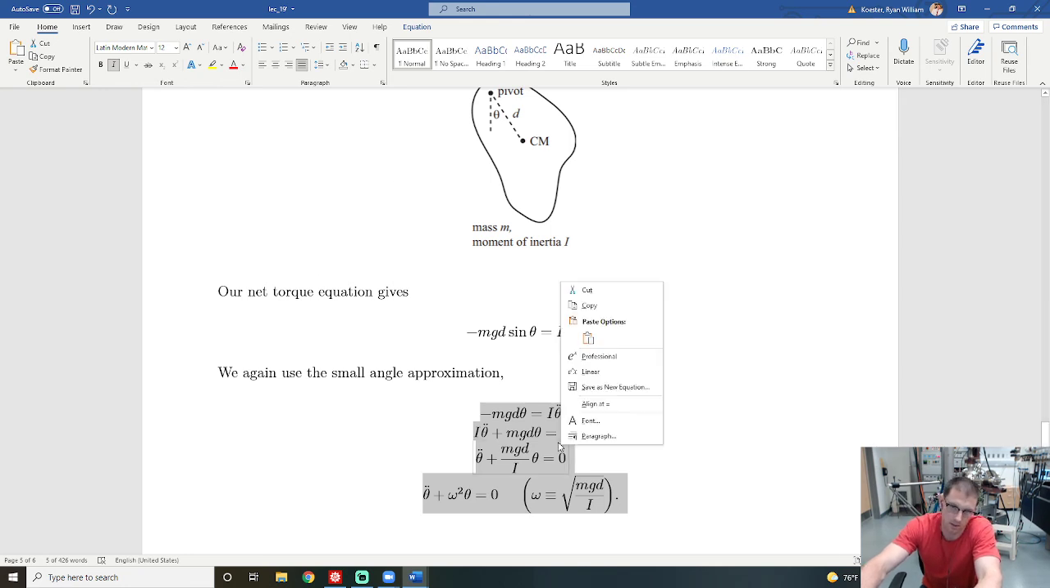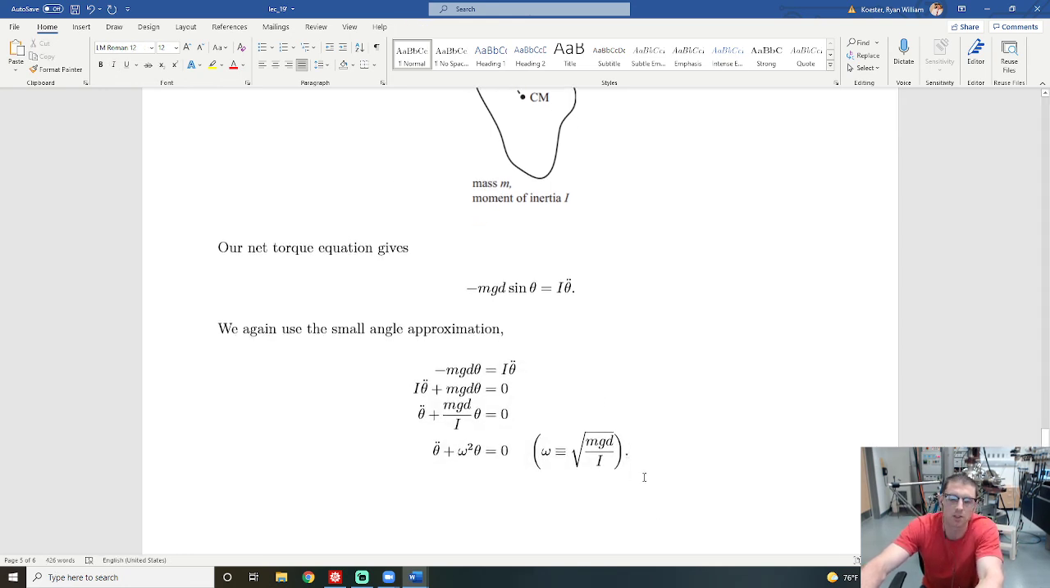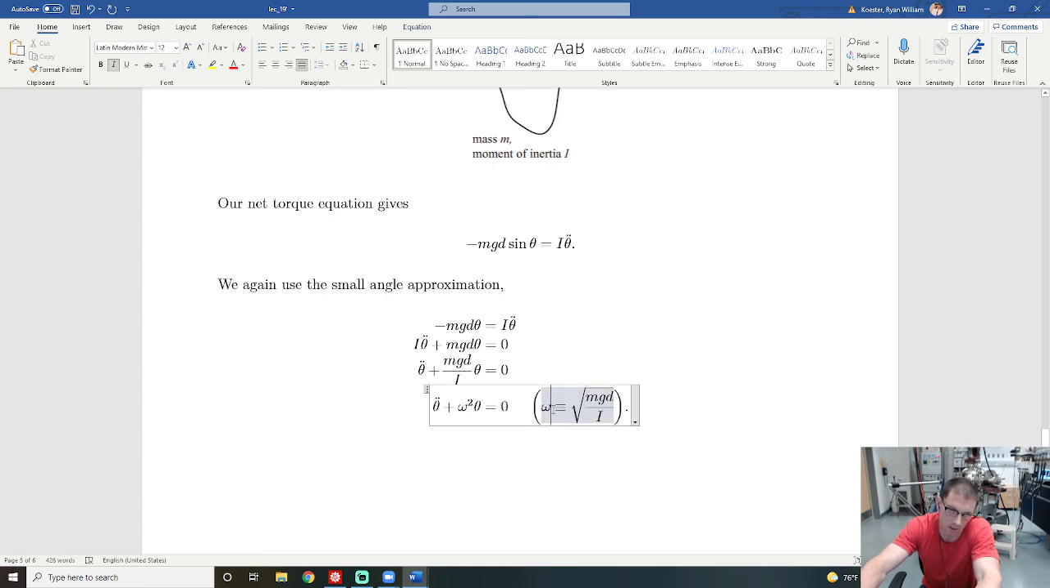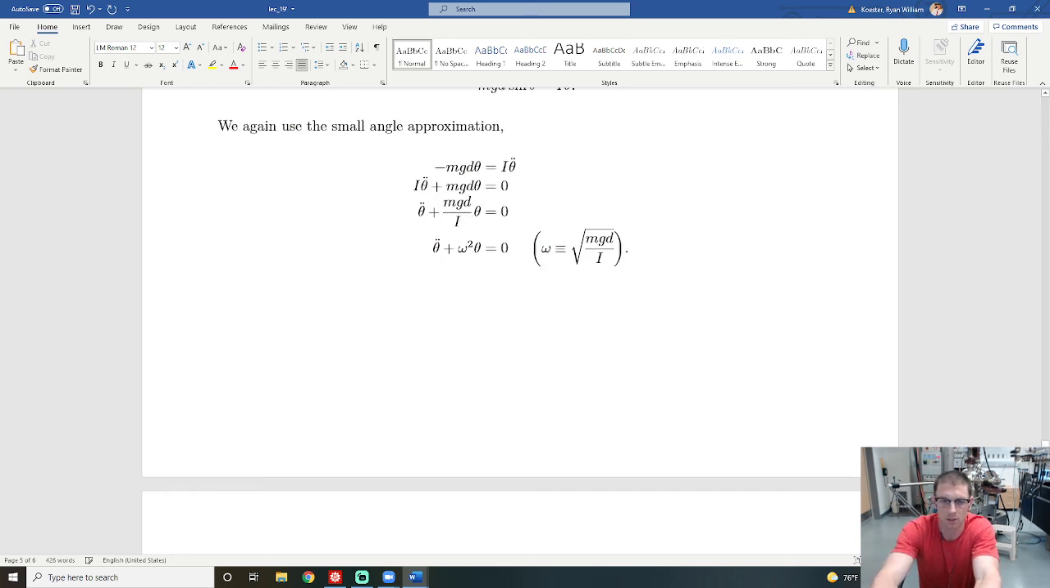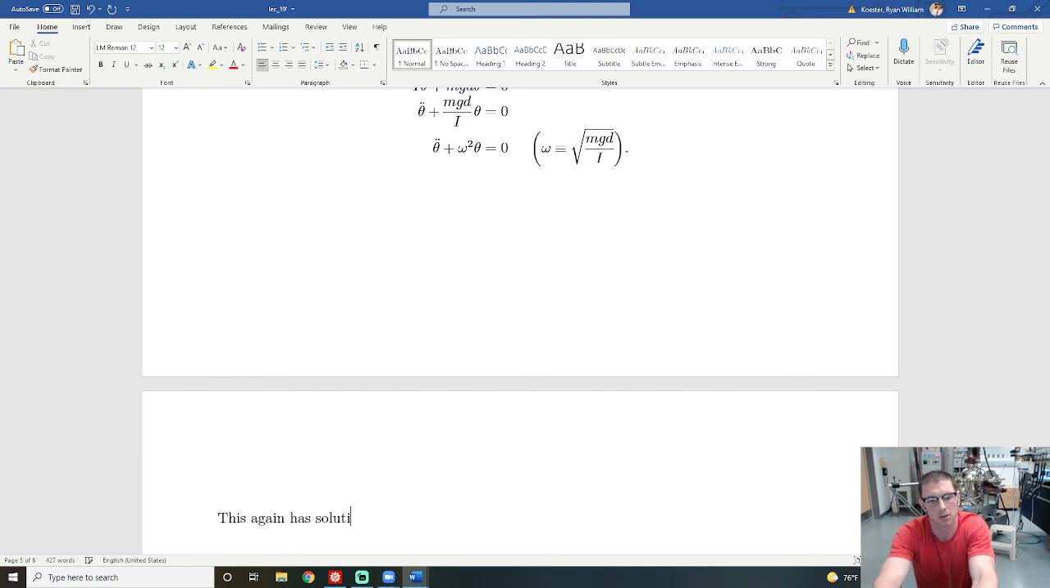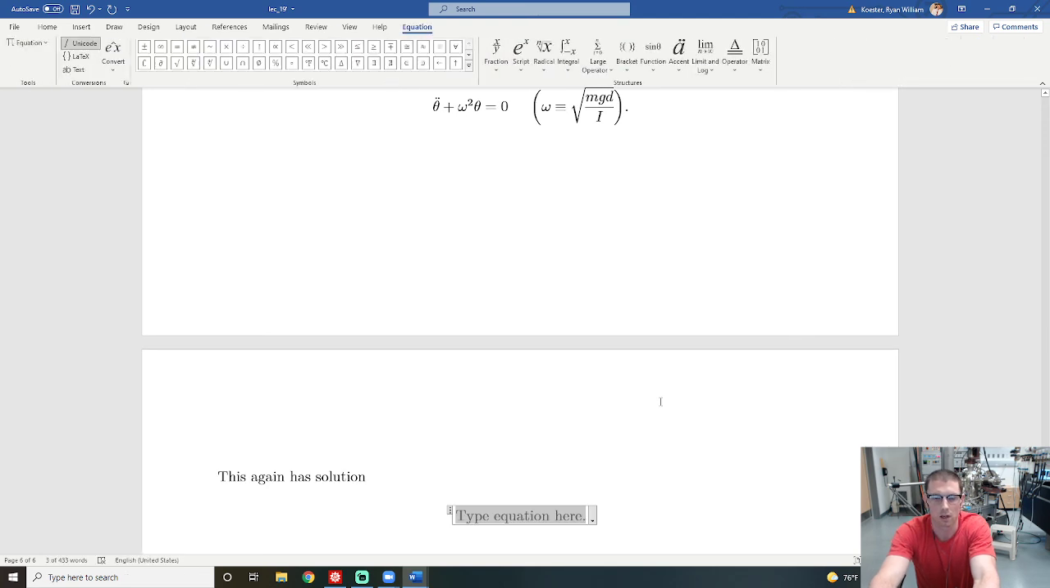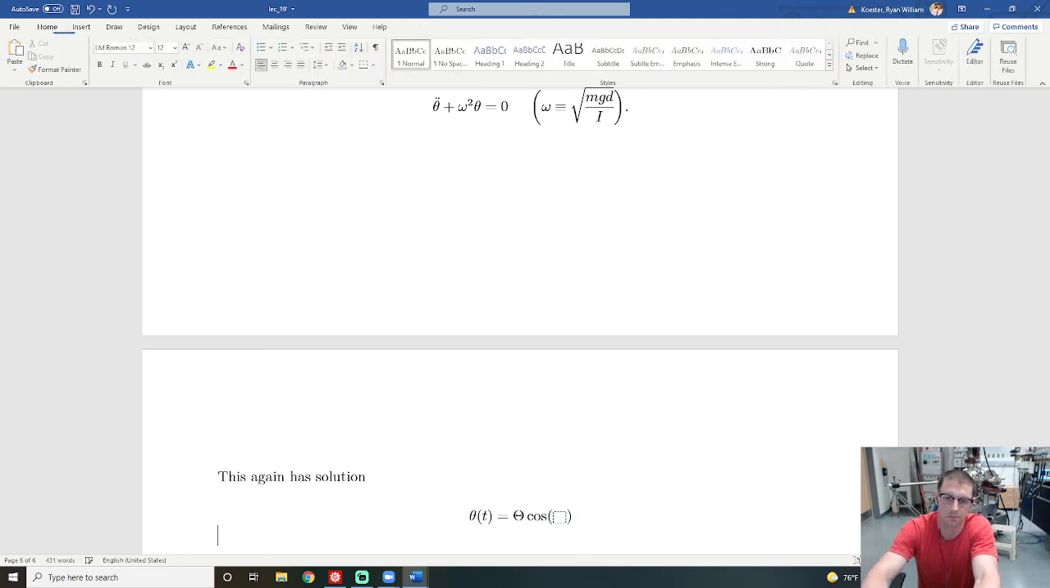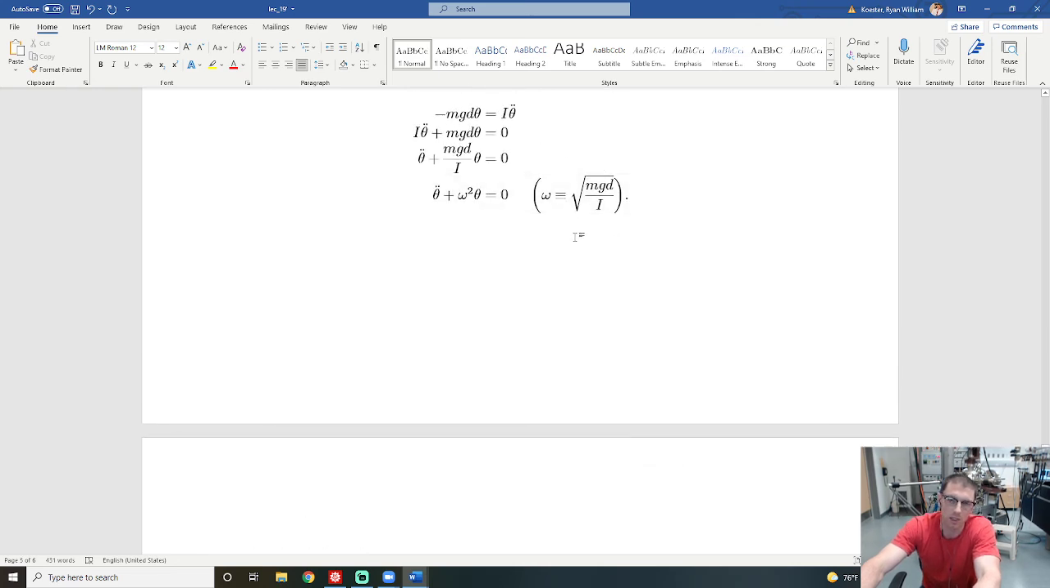And so again, this is the exact same equation that we had before, right? We just see that the angular frequency is different now. And that's really it, right? Let me just say this again has solution, and we'll say theta of t equals big theta cosine omega t plus phi, okay, like that. And really the only thing that's different now is our omega, right?